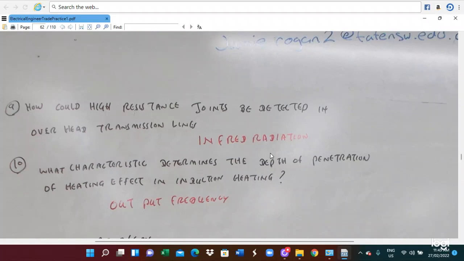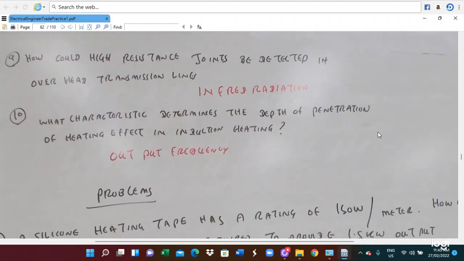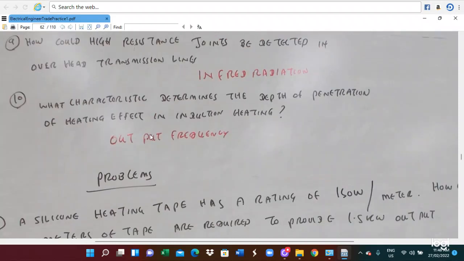How can a high resistance joint be detected in an overheated transmission line? So we use infrared radiation. And also the characteristic that determines the depth of penetration of the heat effect of induction heating is the output frequency.